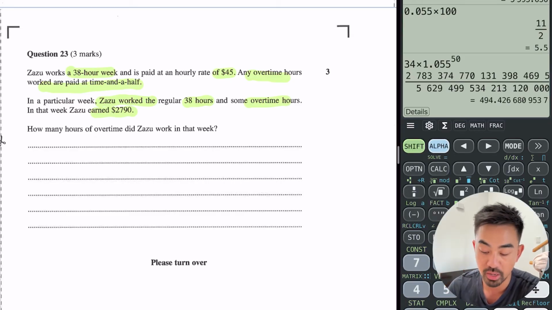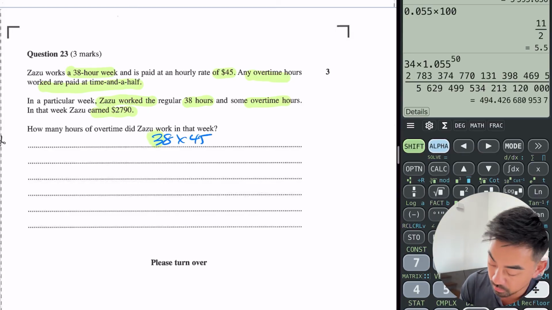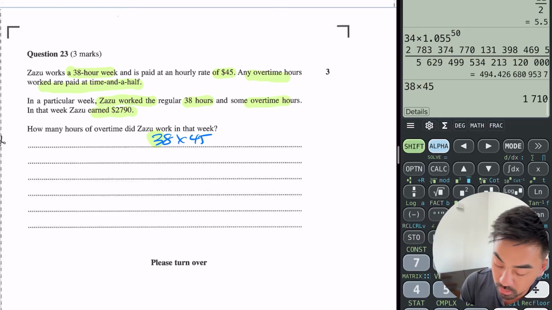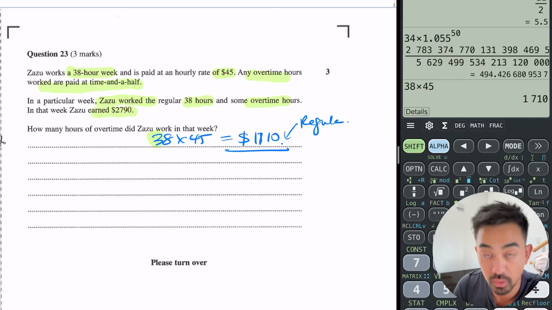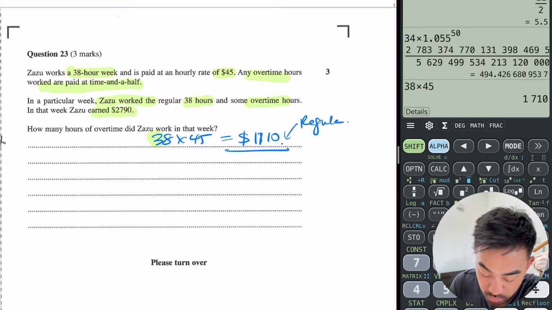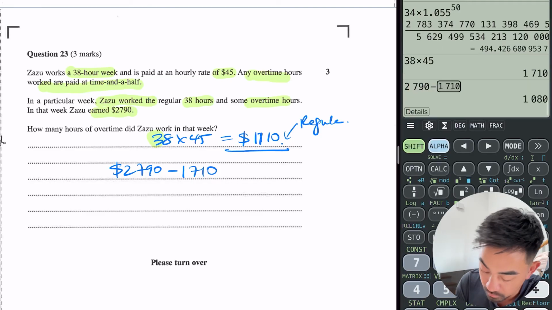All right, well, let's just take away the 38 hours. In 38 hours, she earns how much? In 38 hours, she earns 1710. So this is the regular. So what's left over will be 2790 minus 1710, which is 1080. And this is the overtime money.